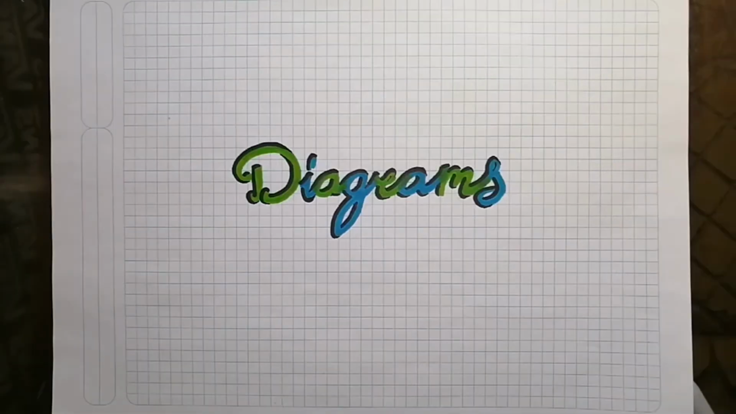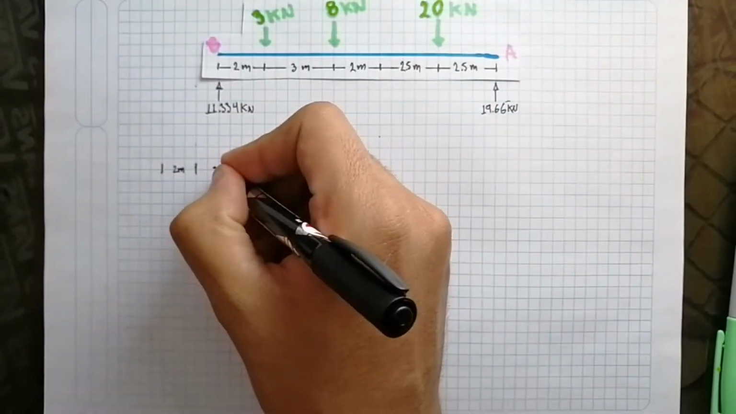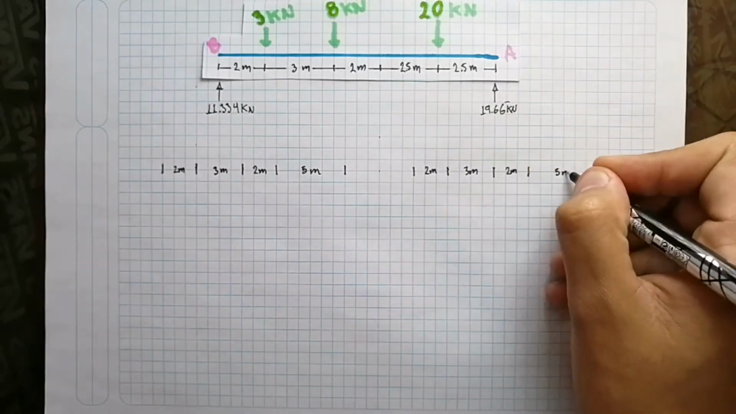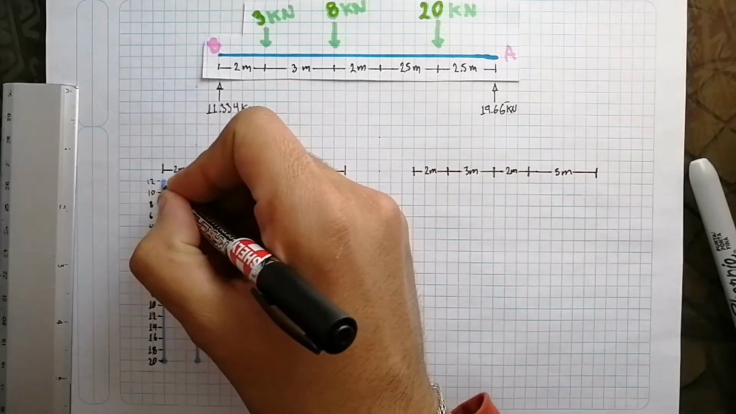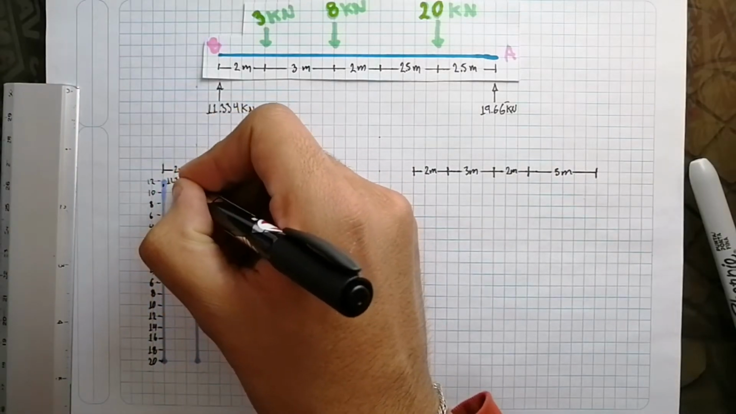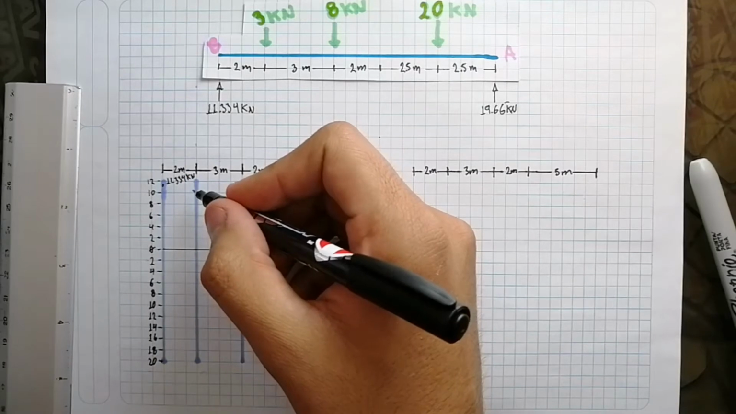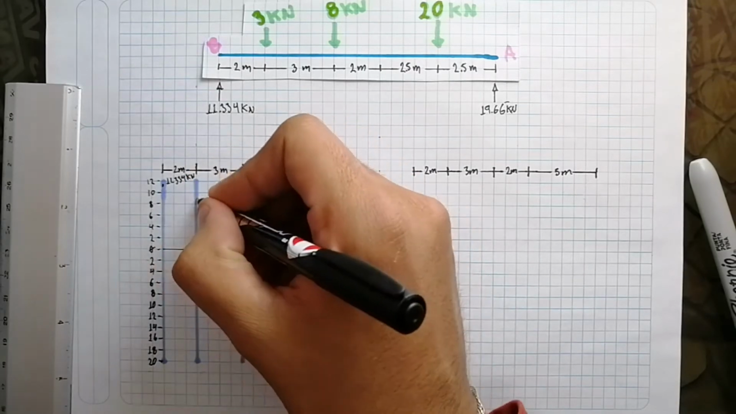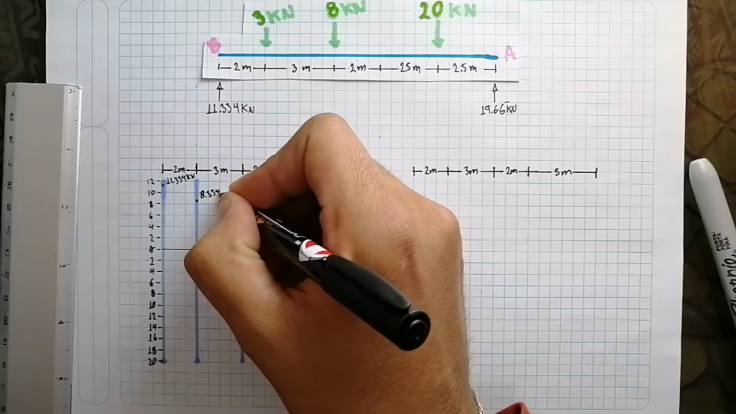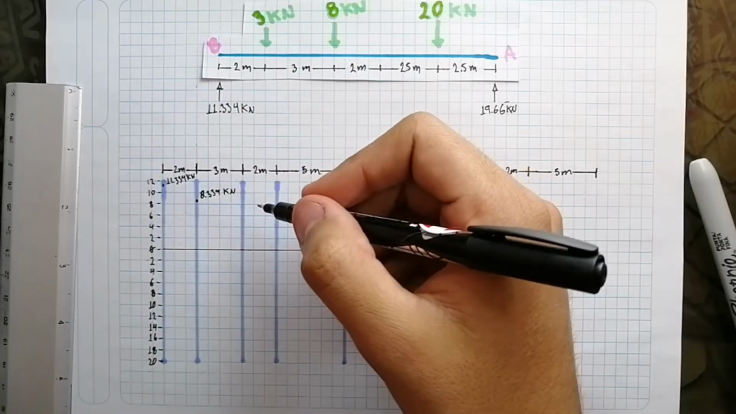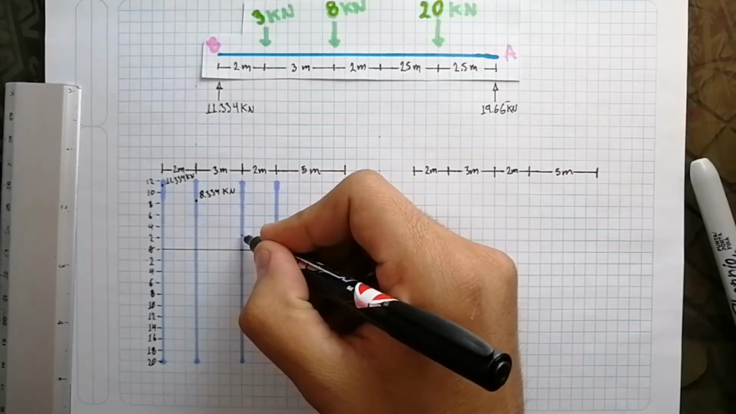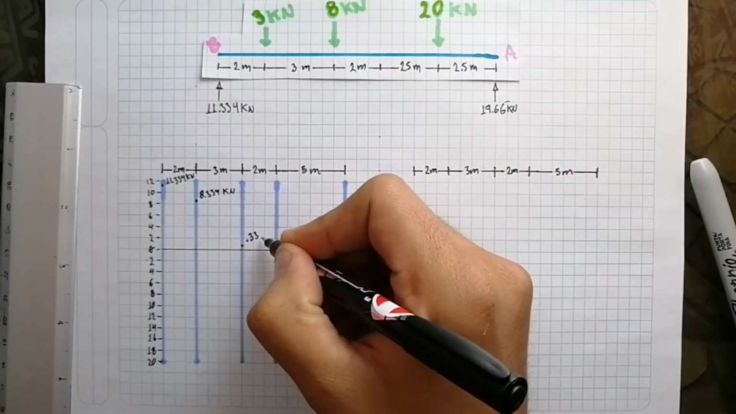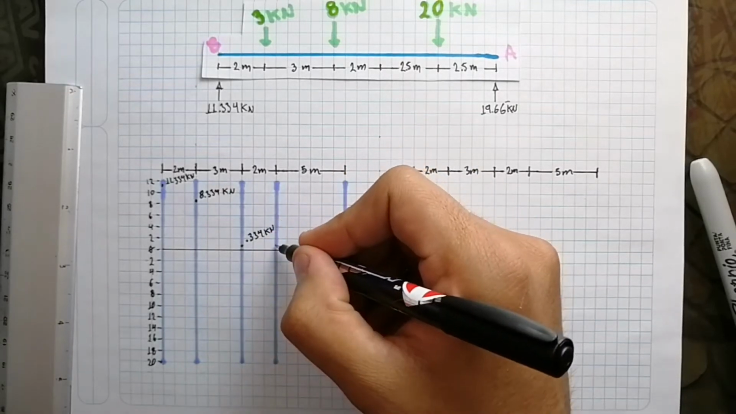Having the reactions, we can draw the diagrams. We should draw some grid lines because that is going to be helpful to us. The shear force diagram is going to start off here at 11.3 kilonewtons. We're going to have to include these 3 kilonewtons pressing down, so now we have 8.3 kilonewtons. Then at this point we have to include these 8 kilonewtons pressing down, so we can connect those lines.